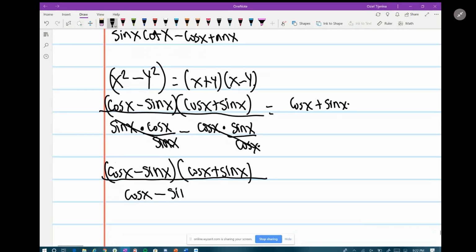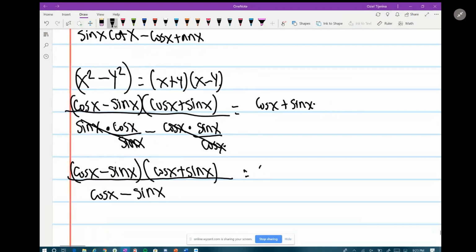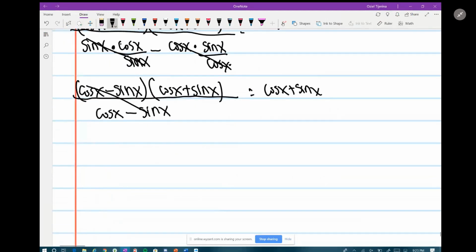So then after that, we know that these cancel out. So then we have that cosine of x plus sine of x is equal to cosine of x plus sine of x. And that's how you would do it.